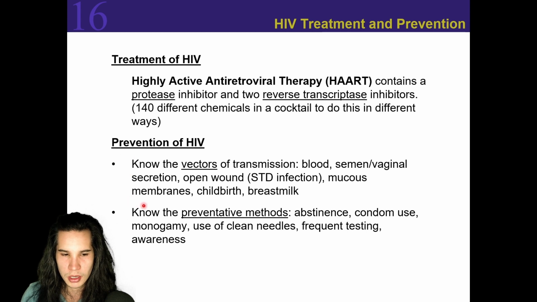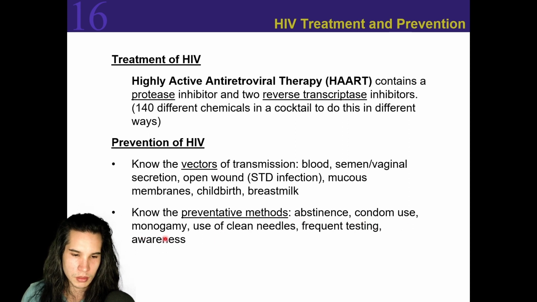The first step into knowing how to prevent it is knowing the vectors of transmission. So we've got blood, semen, vaginal secretion, open wounds, mucous membranes, childbirth, and breast milk. Those are ways we could spread HIV. And then, knowing some ways that we could prevent it, through methods such as abstinence, condom use, monogamy, the use of clean needles when you're shooting up, frequent testing for HIV, and then simple awareness of HIV.